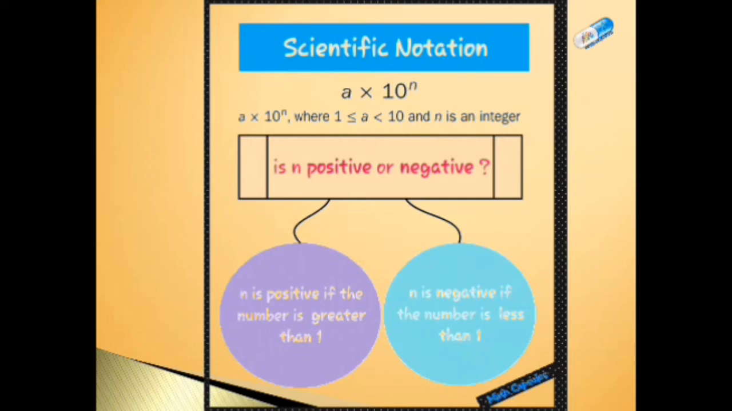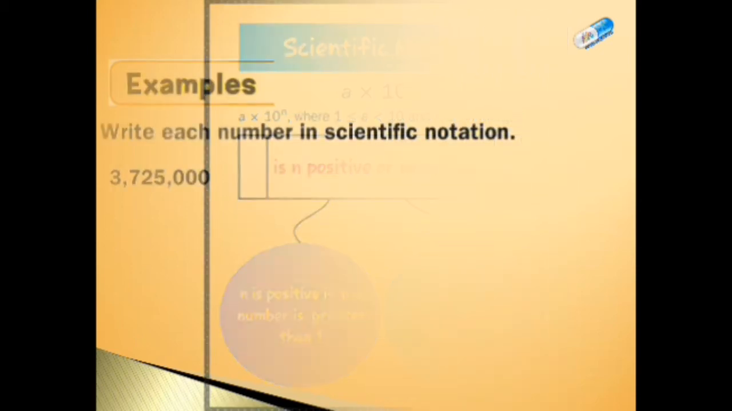How do we write scientific notation? So again, scientific notation is a multiplied by 10 power n, where a is less than 10 and greater than or equal to 1, and n is an integer. But when is n positive or negative? n is positive if the number is greater than 1. This means the original number in the standard form. And n is negative if the original number, or the standard form of the number, is less than 1. This will be explained more by the following examples.